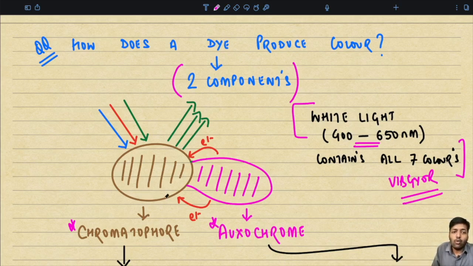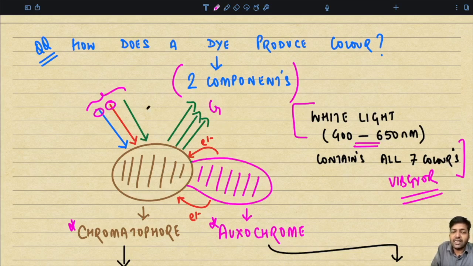As I told you, the dye has two components: one is the chromophore, one is the auxochrome. Let me make you understand how they produce color. The chromophore, the component of the dye, absorbs light of a particular wavelength. For example, whenever light is incident on it, it absorbs the red light as well as the blue light, and it completely emits the green light.